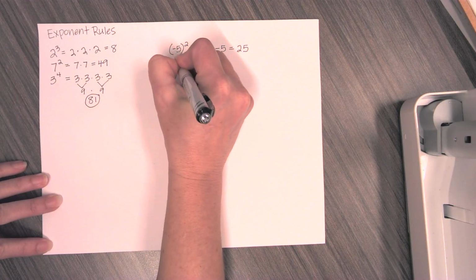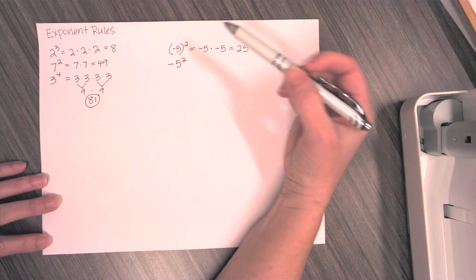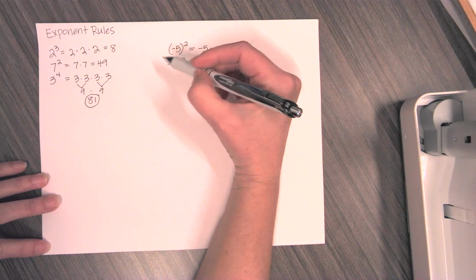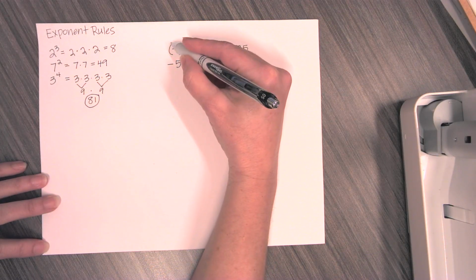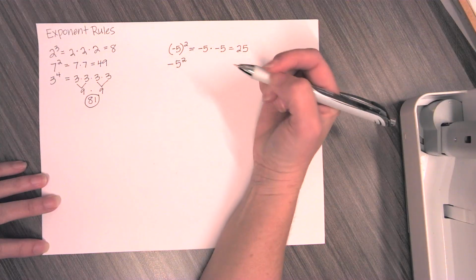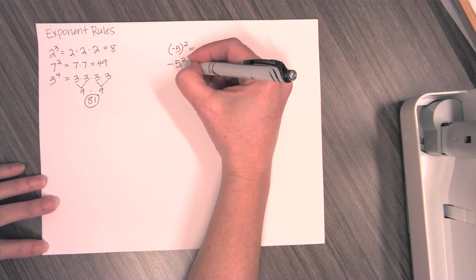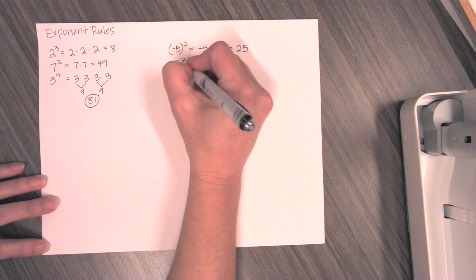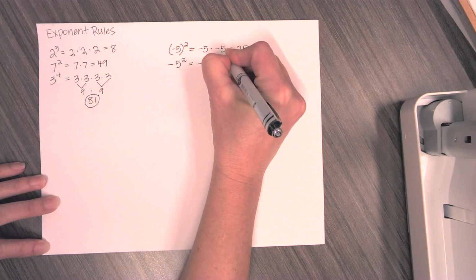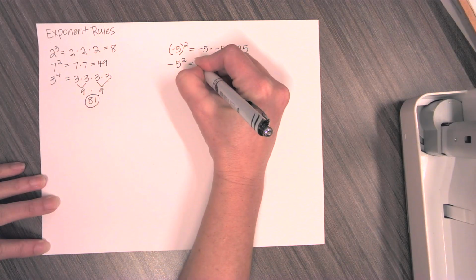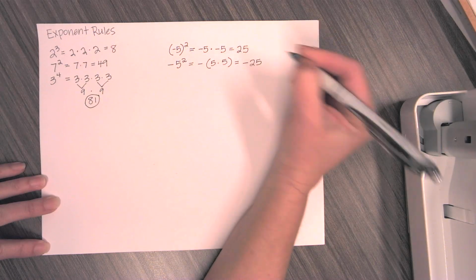However, if you have something like this, it is not the same as this, okay? We have to follow order of operations, and this negative, I want you to think of it like it's not attached to the 5 because it doesn't have the parentheses attaching it. So the negative is actually not being raised to the second power, only the 5 is. So you can think of it like this. We're going to do 5 to the second power, and then we're going to put the negative on there, and so it's going to end up negative 25.